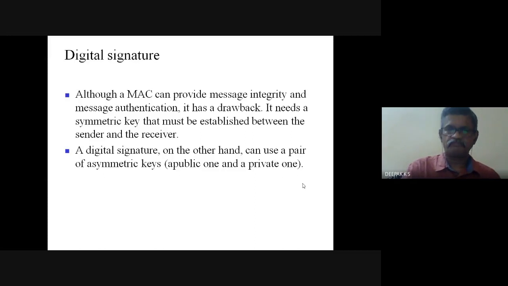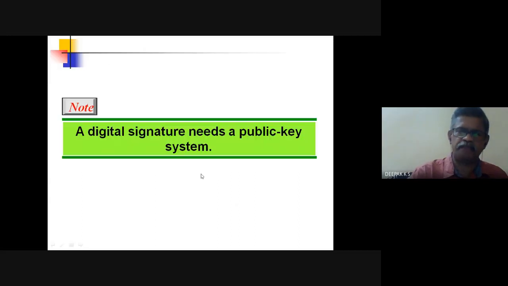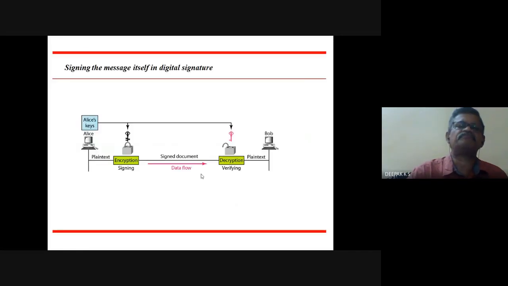Now another one is the digital signature. Although a MAC can provide message integrity and message authentication, it has certain drawbacks. It needs a symmetric key that must be established between sender and receiver. Whenever you have a symmetric key, it needs to be established between sender and receiver. A digital signature can use a pair of asymmetric keys, which means a public and a private key. So a digital signature needs a public key system.